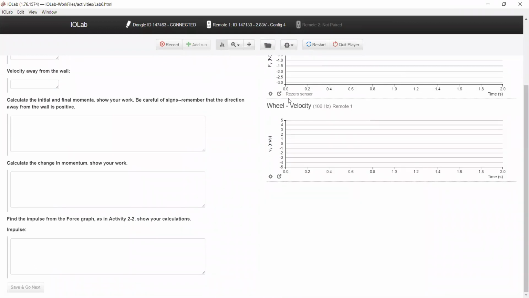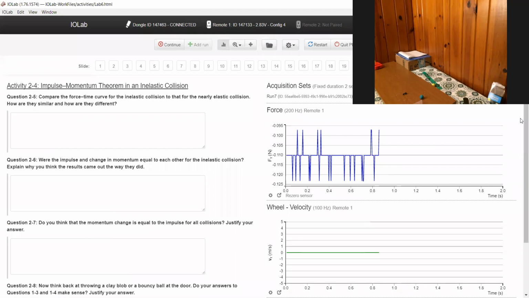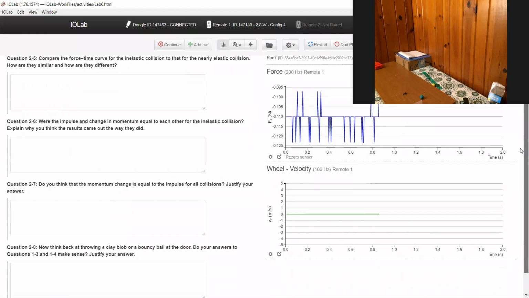Click on 7, go next after that. So compare the force time for inelastic collision to that of nearly elastic collision. How are they similar and how are they different? I already said, you can see that delta t is different, where the impulse and change in momentum are the same. You can say that.